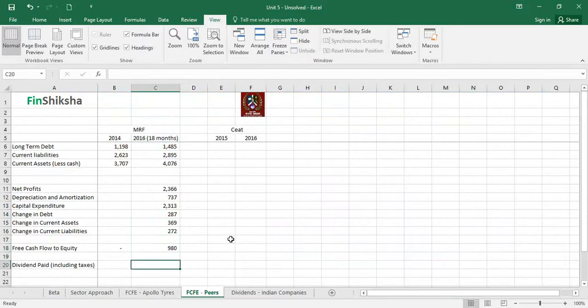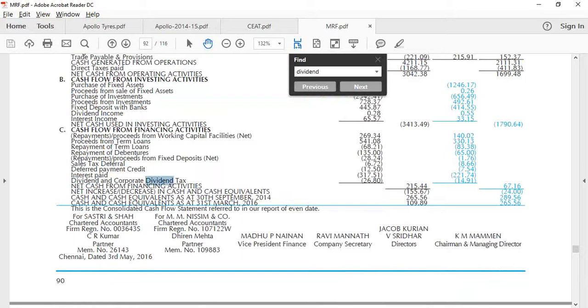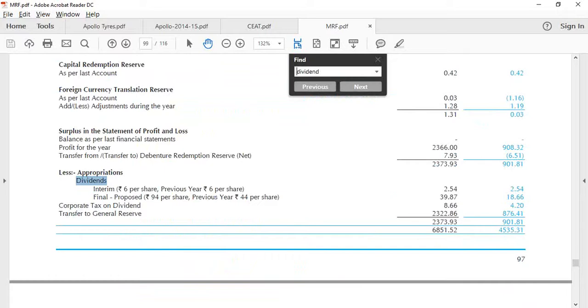We will need to search what kind of dividend they have paid. So we'll have to search for the dividend data. If they have mentioned it clearly, this, remember, is the cash number. So that might be in the cash flow. So this is the appropriation. This is what is proposed for the year and the data for the previous year. So dividend interim is 2.54, final is 39.87.